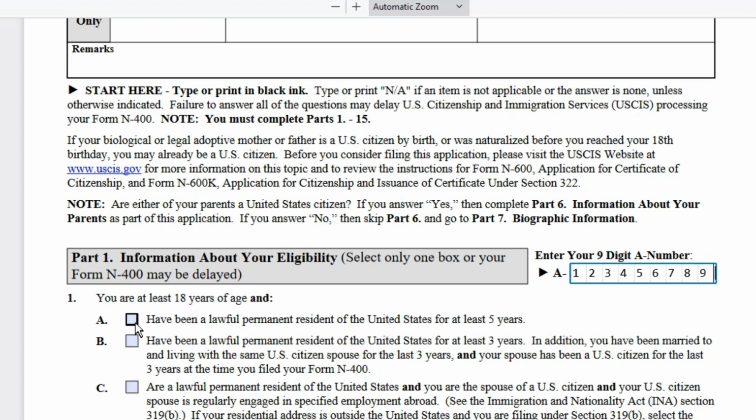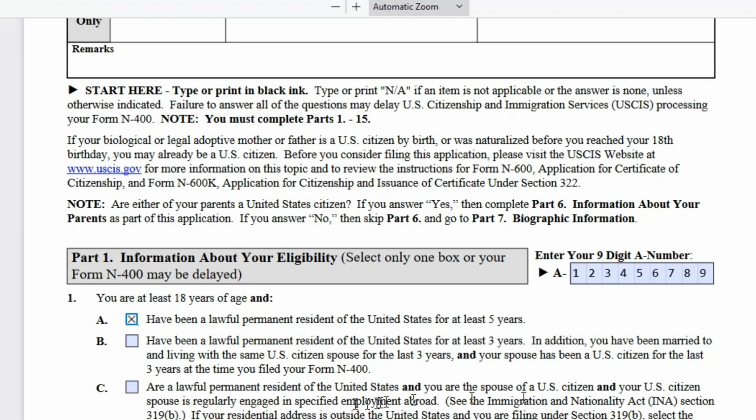So the next question is, have you been a lawful permanent resident for 5 years? And that applies even if you're at 4 years and 9 months, okay? Because the 4 years and 9 months applies to the 5 years. So in this case, you tick here. Most people will be this one. And of course, if you're married to a US citizen and that US citizen has been a US citizen for the past 3 years and you have been married for the past 3 years, you can click on this box. But when you click on this one, you will have to put a lot more evidence, just to let you know. That's the B option.